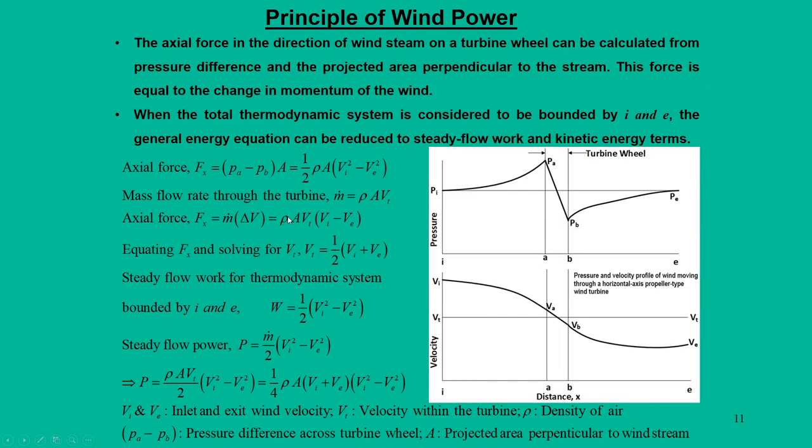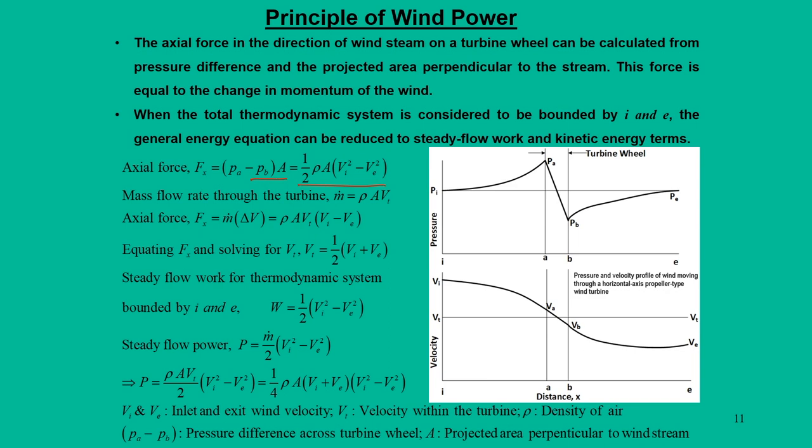Next, from this expression, we need to find the axial force. The axial force is the force experienced by the wind machine due to this pressure difference captured over the swept area A. We can write this as P A minus P B times A, and this becomes equal to half rho A into V I square minus V E square. So, this is one way we find the axial force, through the pressure difference.